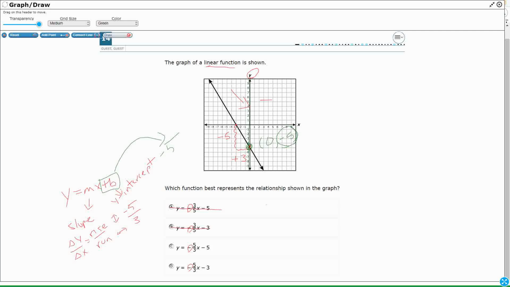So what we could say is y equals -5/3 x plus -5, but honestly, that's not the most efficient way. We'll just write it like this: y equals -5/3 x minus 5. All right, so I'm thinking it's C, but we don't have to just take it for granted, right?